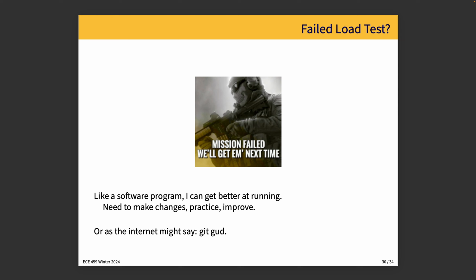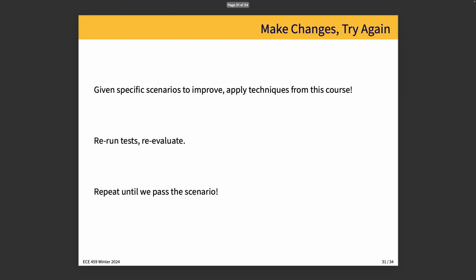Okay, so if the program fails, there's probably one or more specific scenarios that we can improve, and we can apply techniques and technologies from this course or elsewhere to make that part better. And we can rerun the tests, and we can reevaluate, and if all is well, we're done. Repeat as necessary until we've passed the scenario.